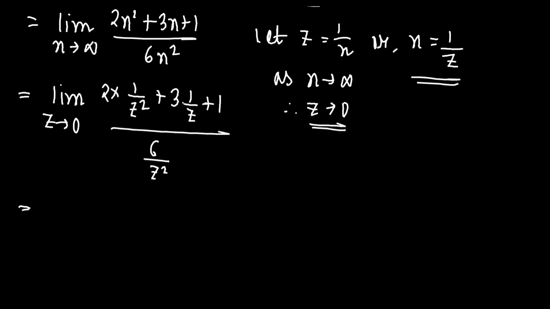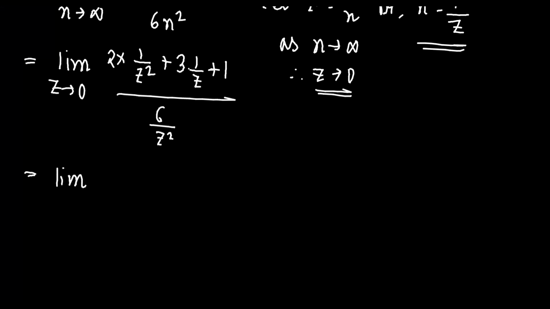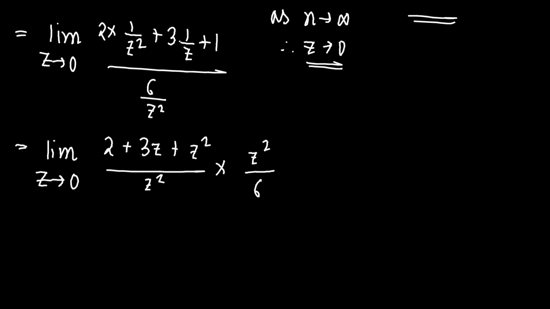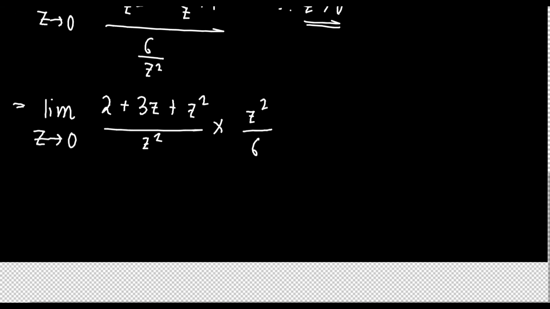Now see, this is limit z tends to 0. If we take the LCM of z square in the numerator, then we will get 2 plus 3z plus z square by z square into, since it was in the denominator, we can write it as z square by 6. Since it was in the denominator, we have written it like this, so it is z square by 6.